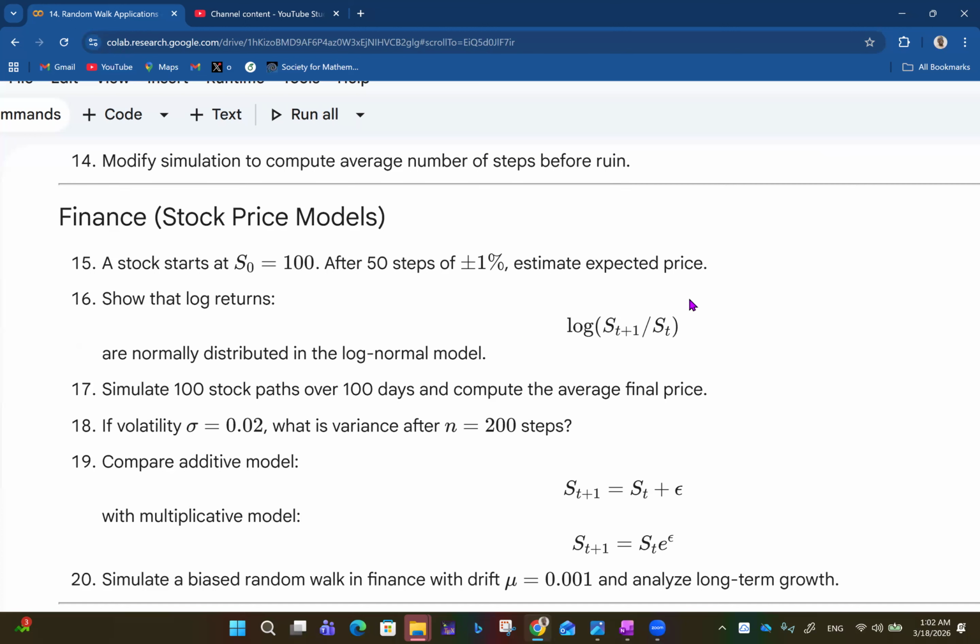Then show that log returns are normally distributed in the log normal model. Simulate 100 stock paths over 100 days and compute the average final price. So this will be very useful for stock people.